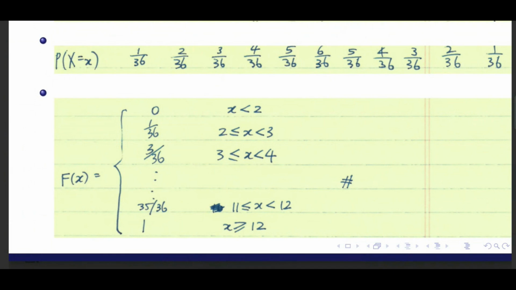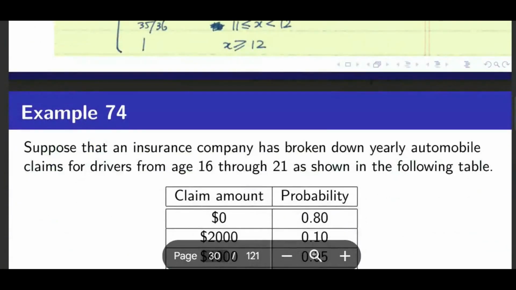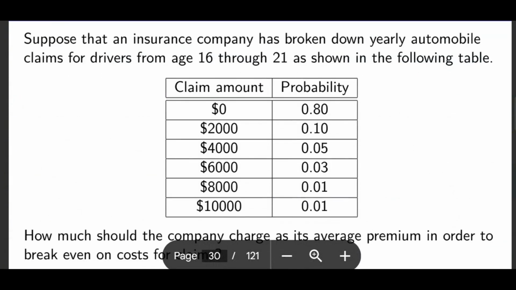Okay, let's see some other example. Oh, this is a nice one.